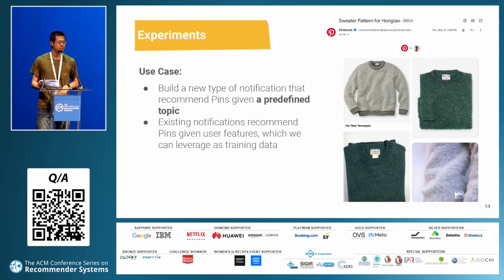Let's talk about the experiment run at Pinterest. As I mentioned before, we have a new use case that we want to recommend, a new type of notification related to a topic. This is a new use case, so we don't have training data of user-condition-item pairs. Instead, we have existing notifications around user-to-item feed. So we apply the above methods and use the topic signal to sample a condition.